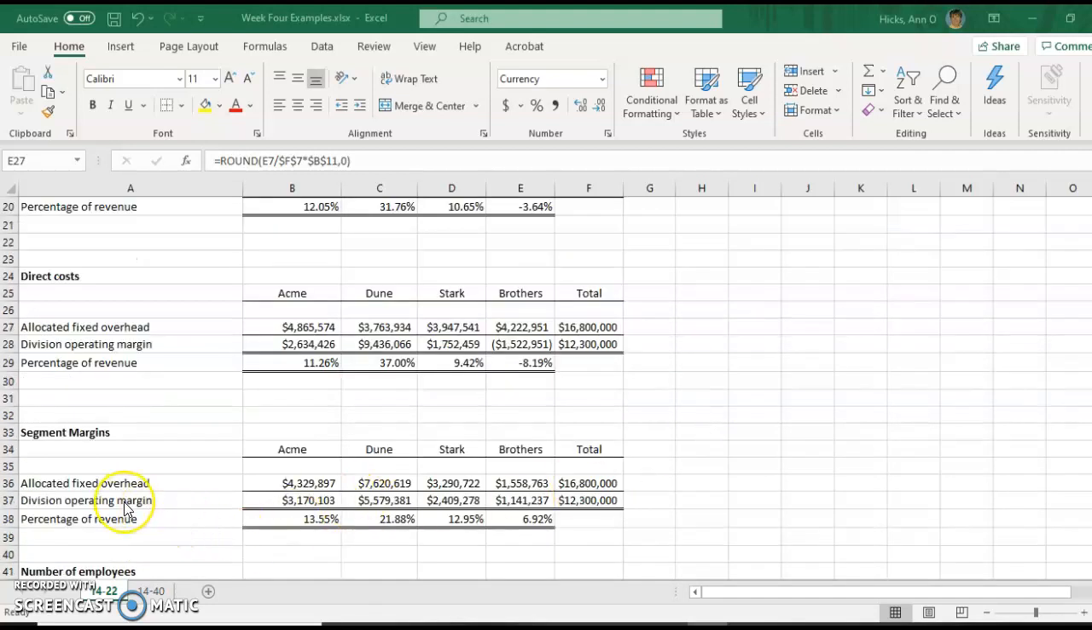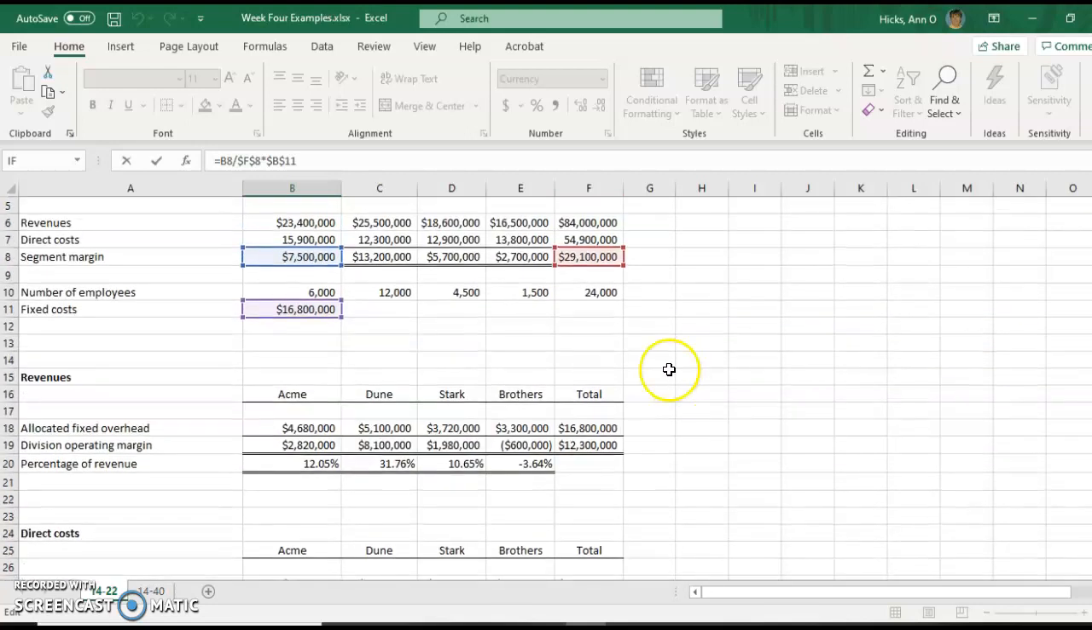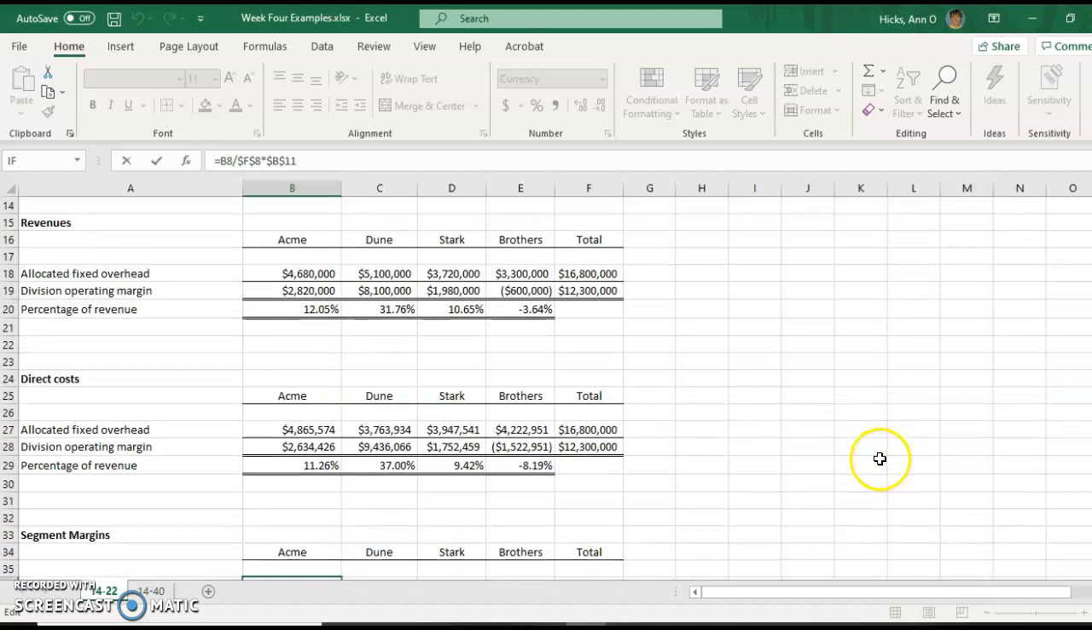Now, in the third scenario, we're going to, again, I would say, use an ability to bear approach. In this case, we're not going to look at revenues. We're going to look at, okay, what's the segment margin of each division? And based on that, how much of the fixed overhead can they absorb? And so, again, we go into the formula, and what I am doing is taking the segment margin divided by the total and times the fixed costs.